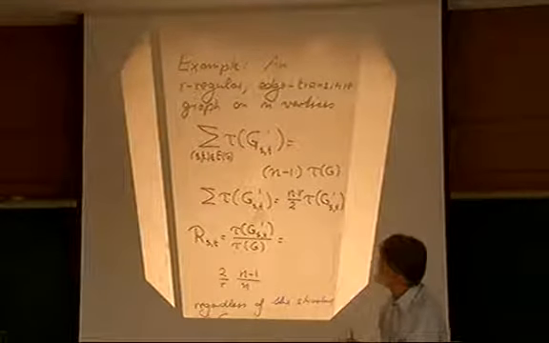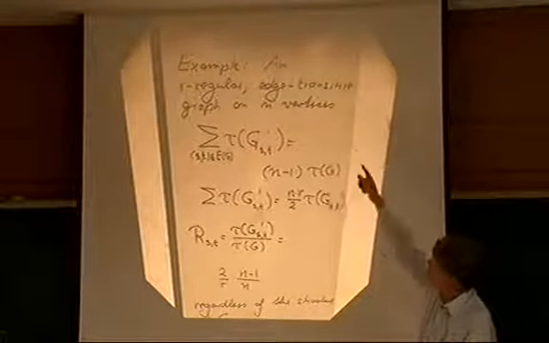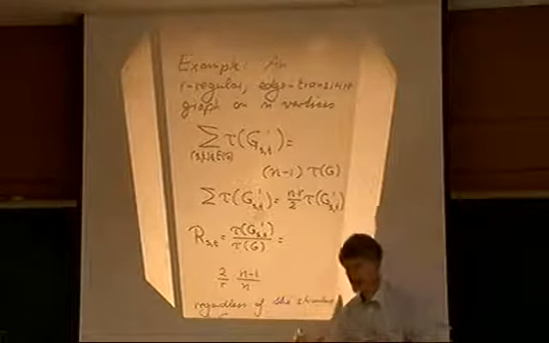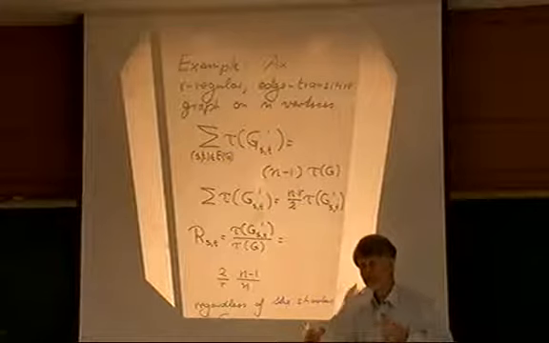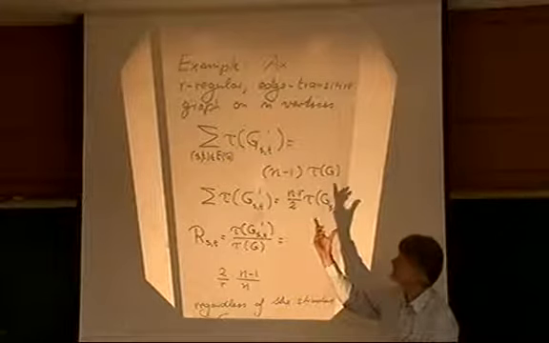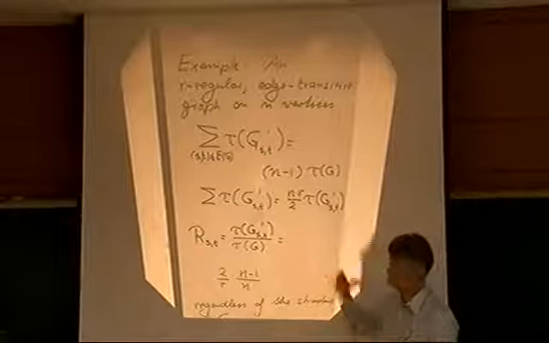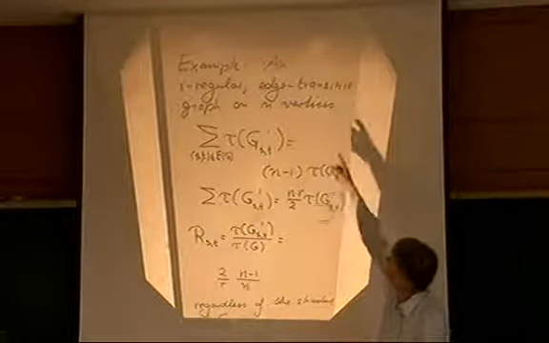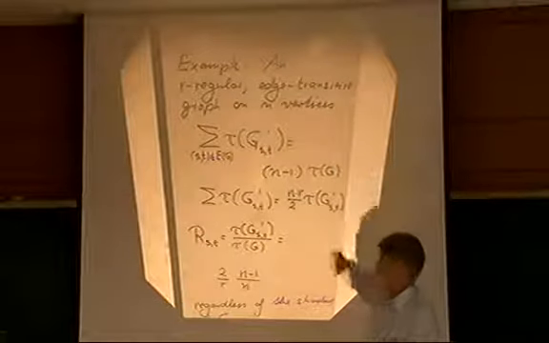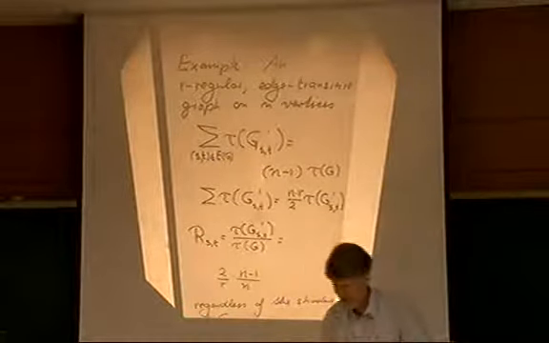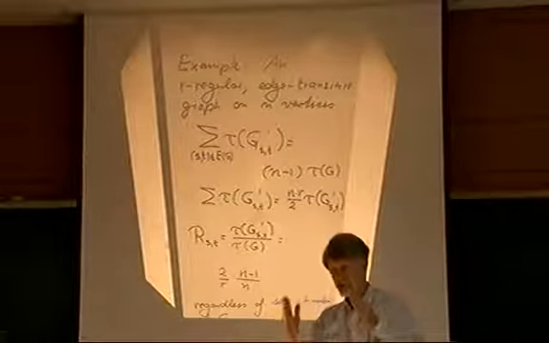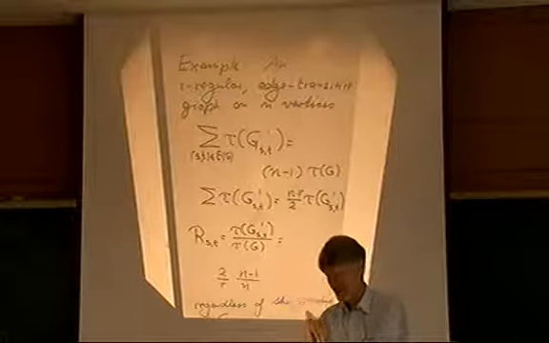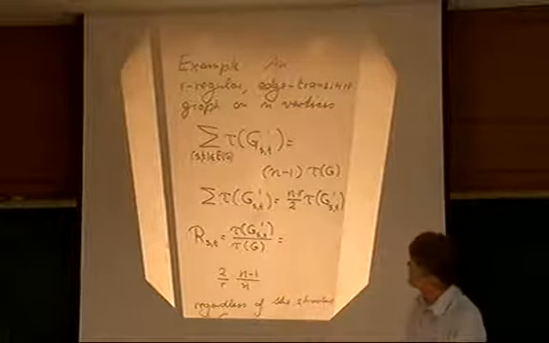Let me look at what we get in a graph which is R-regular and edge-transitive. Let me explain what these words mean. R-regular means that all vertices have the same degree, and that degree is R. So it could be 3 regular, or 4 regular, or 5 regular. 5 regular means that every vertex has valency 5. Edge-transitive means that all edges look the same. Whenever you take two edges, you can find an automorphism which takes one edge to the other. So all edges look the same.